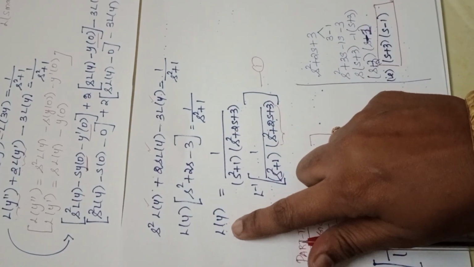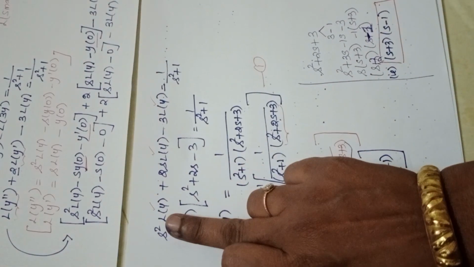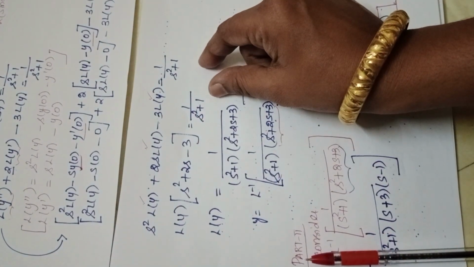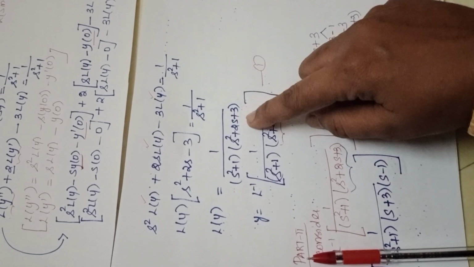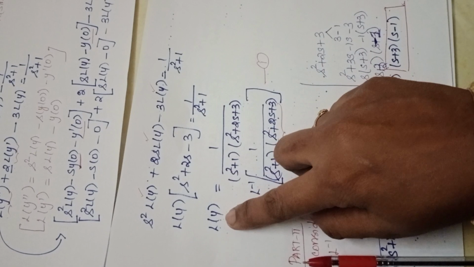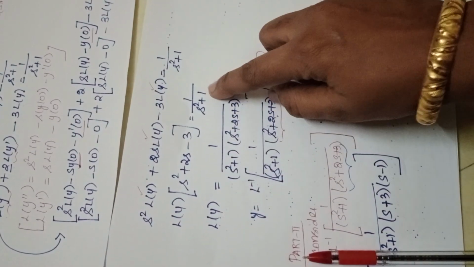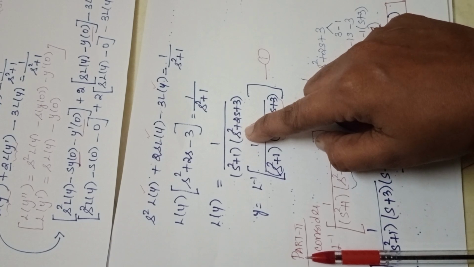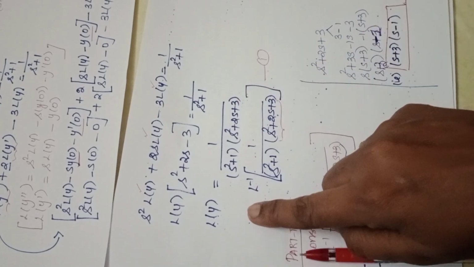So from here we have to keep L of y on one side. This product term comes to the other side of the equation in the form of denominator. So hence L of y equal to 1 by, already s square plus 1 is present, and this term is coming to this side: s square plus 2s plus 3.